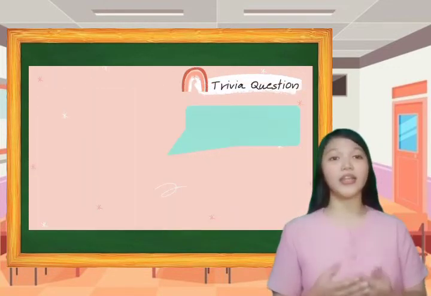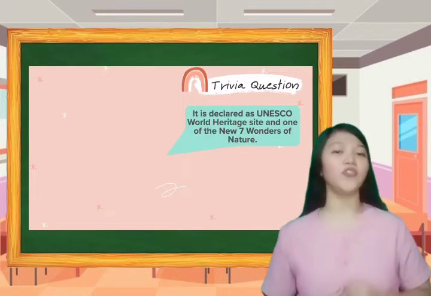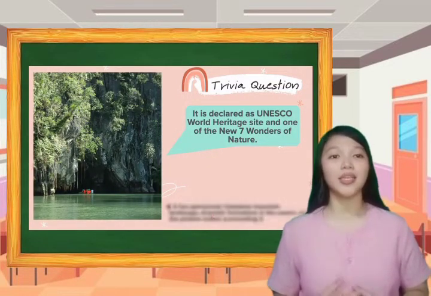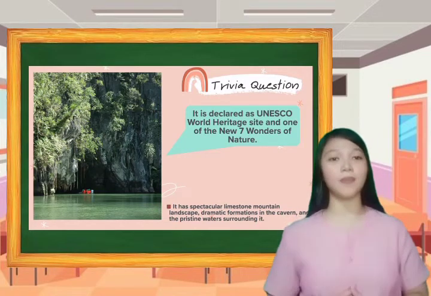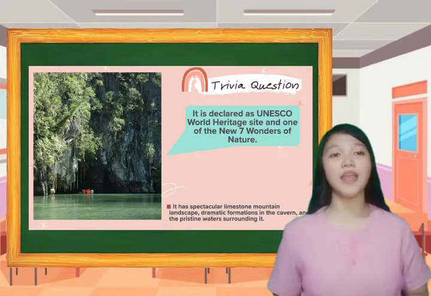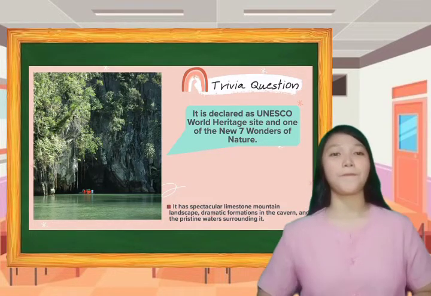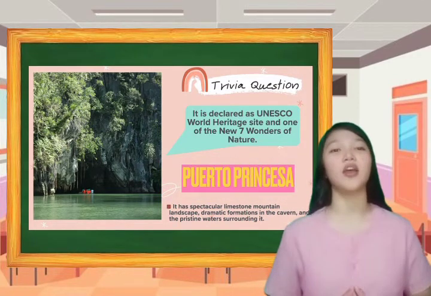It is declared as a UNESCO World Heritage Site and one of the New 7 Wonders of Nature. It has a spectacular limestone mountain landscape, dramatic formations in the cavern, and pristine waters surrounding it. It's Puerto Princesa Underground River.